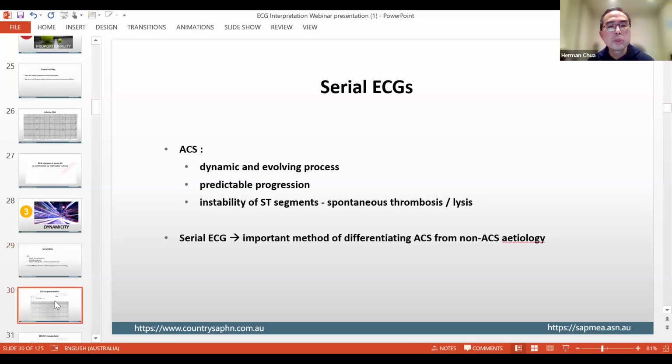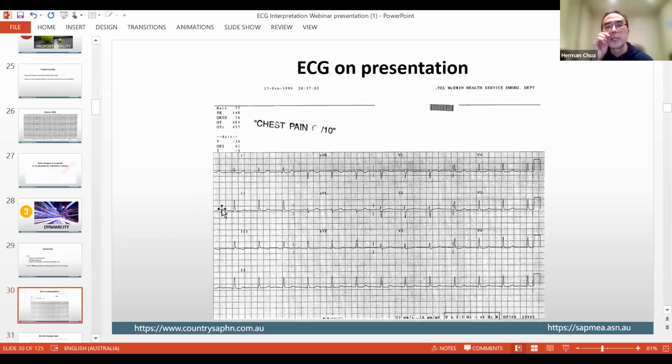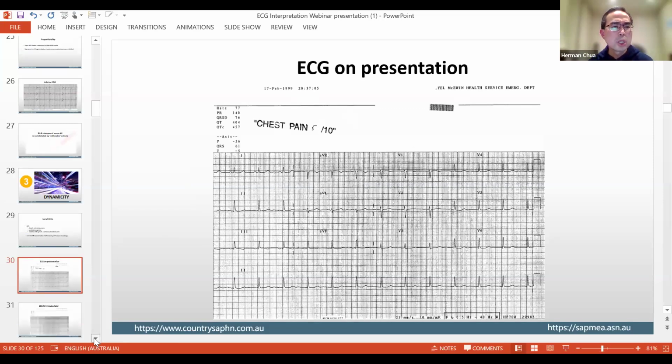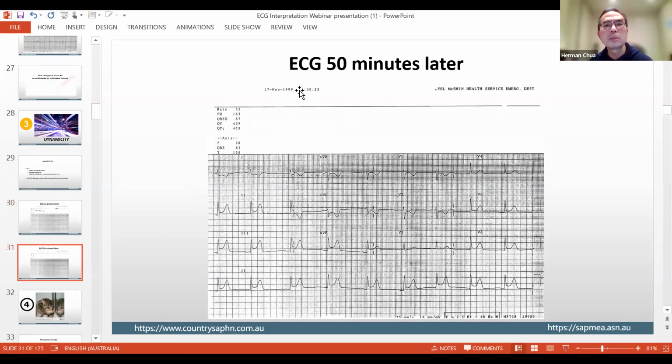So let me show you an example. This is a patient that we saw who came in with 5 out of 10 chest pain, and this ECG was done at 8:37. Nothing much to see here. If this is the only ECG that you do, you will miss this. This ECG was done 1 hour later, and now it's clear that there's ST segment elevation, in this case a concave ST segment elevation in the inferior leads. So yeah, serial ECG, absolutely important.